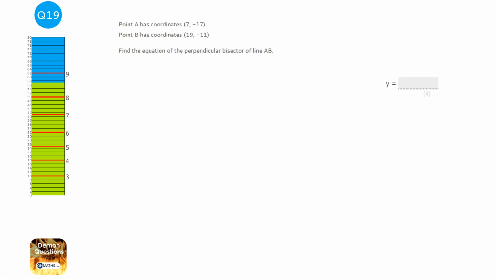Okay, so this question looks quite simple, but actually it's going to take a bit of time to sort out. So first thing I'll do is do a little sketch. I'm going to do it up here. Since the y's are mainly negative, in fact both negative, I'm just going to show the bottom of the graph. So at point 7, we're at minus 17, which I'm going to say is here. It's a sketch, so it doesn't have to be perfect. And at point 19, we're at minus 11, which I'm going to say is here.